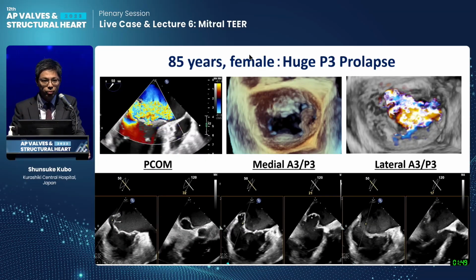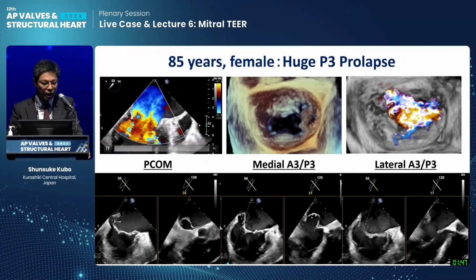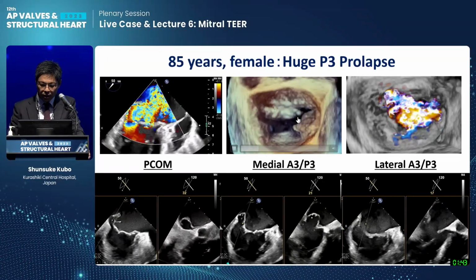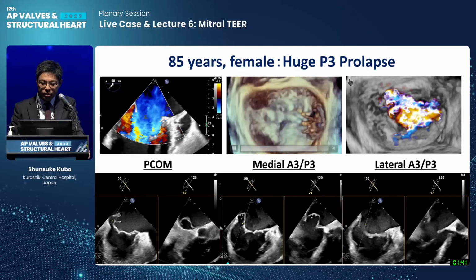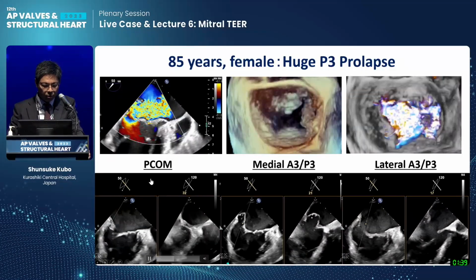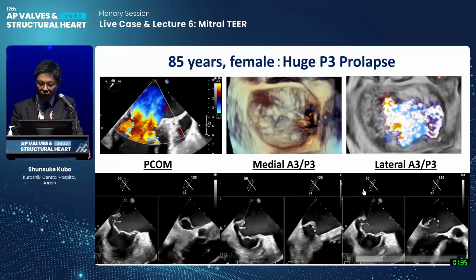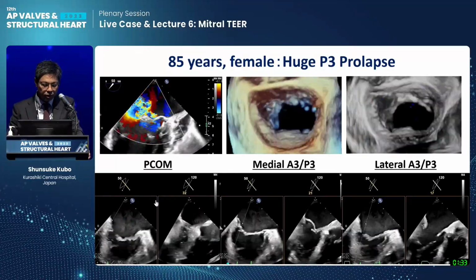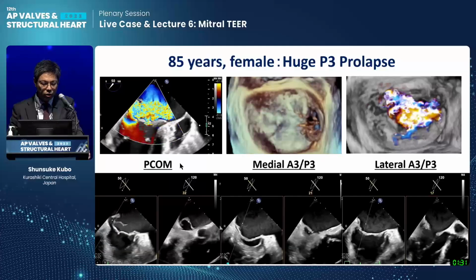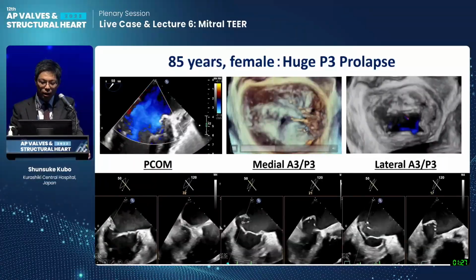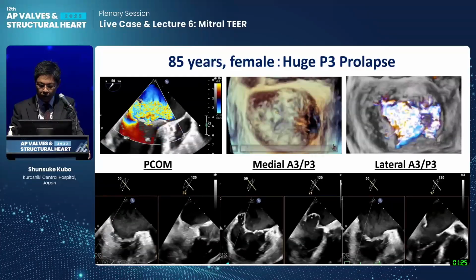You can see a huge P3 flail. The flail gap is actually more than 20 millimeter. So you can see that some cord rupture here. So this is a posterior commissure. This is the medial A3. This is a lateral A3, P3. So actually, I think the posterior commissure is already also prolapsed, but it's a combined P3 and posterior commissure.